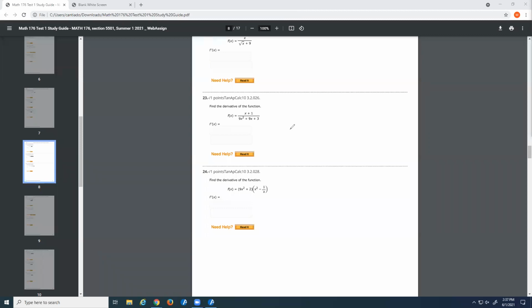All right, so 23, we're just going to be plugging into the formula. The derivative of the top is just 1, so we'll have 1 times the bottom, x squared plus 9x plus 3. There, this is f prime of x. And then from there, we have minus the derivative of the bottom function. It's going to be, what is that, 18x plus 9, times the original top, x plus 1, all divided by 9x squared plus 9x plus 3, all squared.